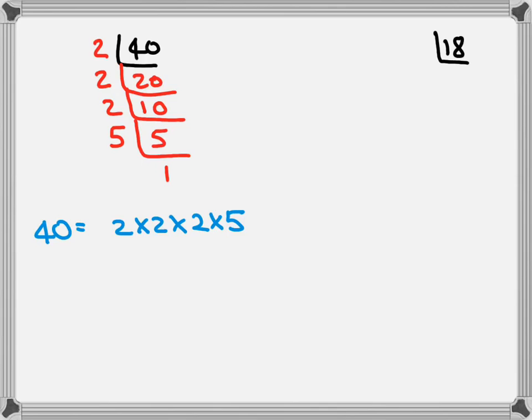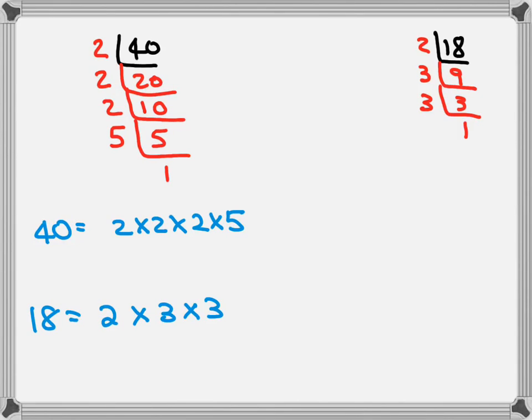Then 18. 2 can go into 18 because 2 times 9 is 18. So 2 goes into 18 9 times. 2 can't go into 9, but 3 can. So we're going to put 3 in there. 3 times 3 is 9. So 3 goes into 9 3 times. And 3 can go into itself once. Let's list the factors of 18. The prime factors of 18 are 2 times 3 times 3. There you go. Did you get that right?